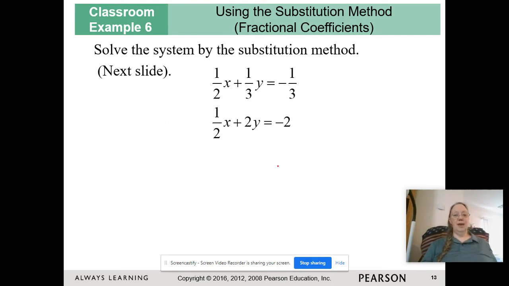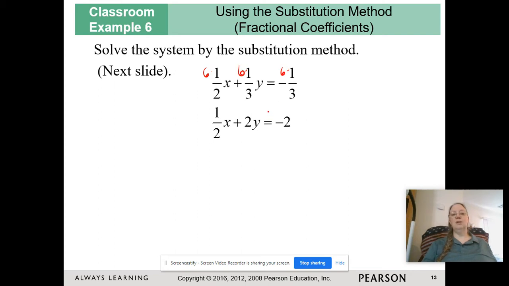Best way to do this, absolute best way, is to eliminate the fractions first. This would be a very difficult problem to do if you kept the fractions in the problem. So if you recall, to eliminate fractions, we look for the least common multiple of the denominators. In this case, that would be 6. So I am going to multiply by 6.